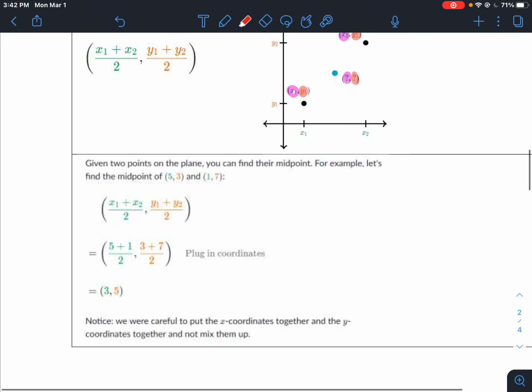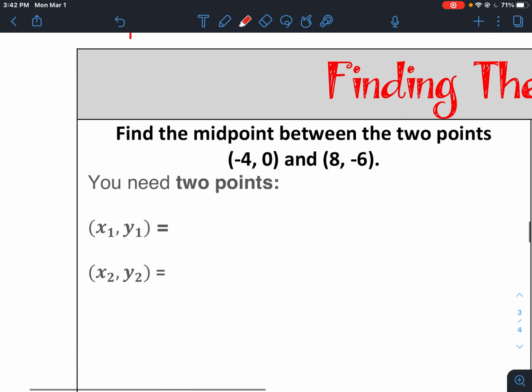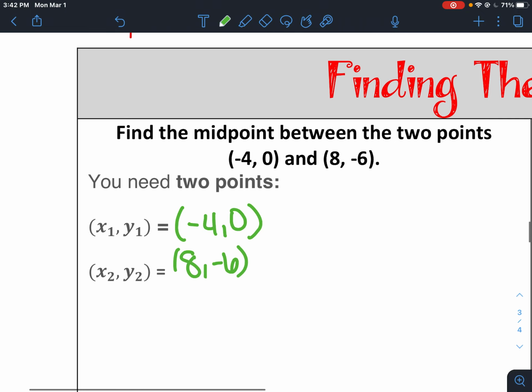Okay, so if you want to look through the example, you can. Otherwise, we're going to just get started. So for this first one, find the midpoint between these 2 points: -4, 0, and 8, -6. We need 2 points. So -4, 0, and 8, -6.